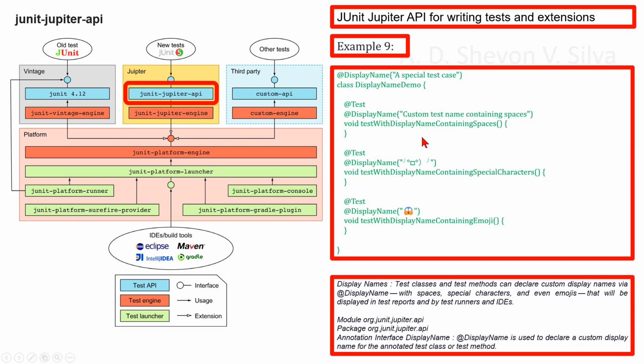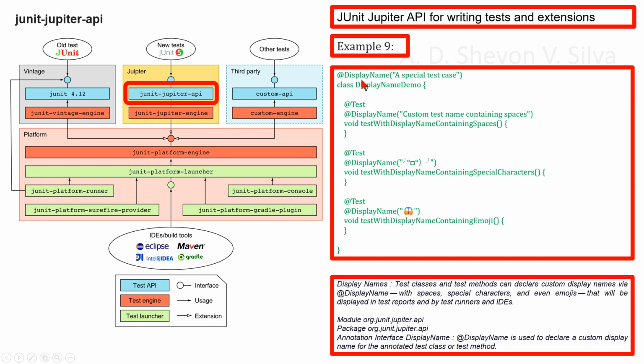Now we are considering display names. Test classes and test methods can declare custom display names via @DisplayName, with spaces and special characters and even emojis, that will be displayed in test reports and by test runners and IDEs.